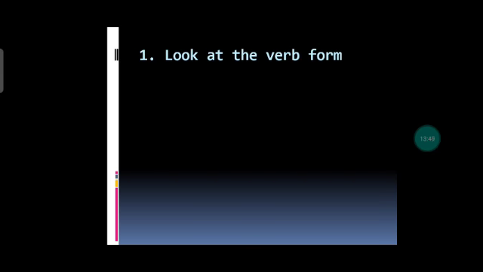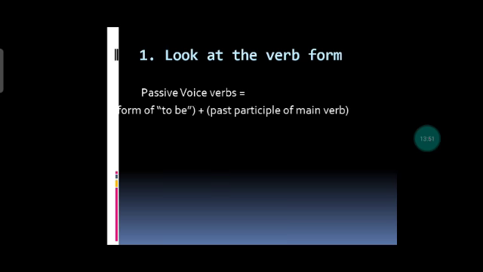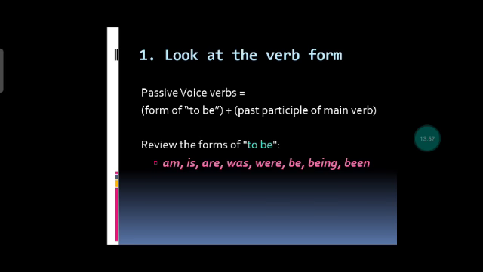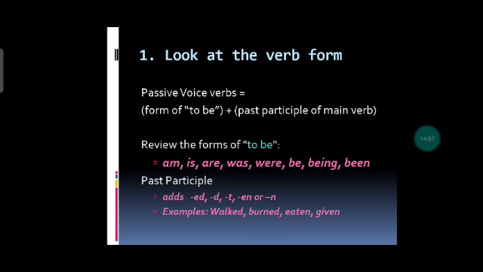Look at the verb form. Passive voice: form of to be plus past participle of the main verb. Review of forms of to be. What are forms of to be? Very good: is, are, was, were, be, being, or been. Past participle ends in ed or d or t or en or n. For example, walked, burned or burnt, eaten, given. These are the past participles.